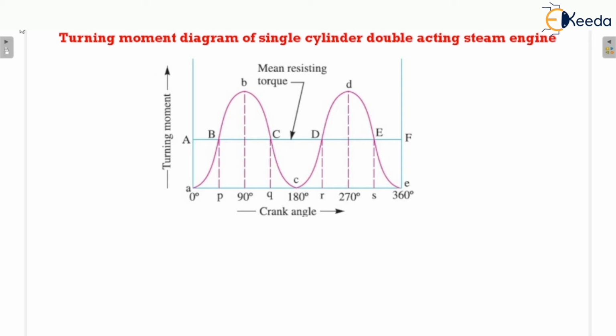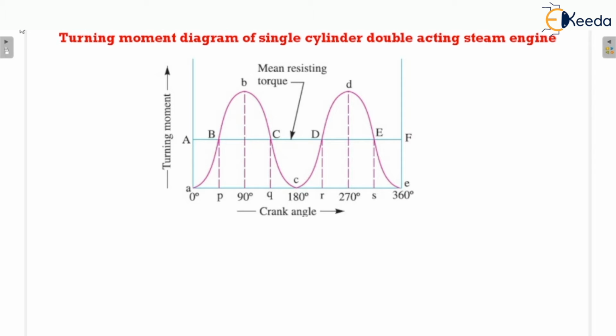In the governor, we have studied that the aim of the governor is to control the mean speed of the engine. Now, what is the meaning of the flywheel? Why do we use a flywheel in the engine?